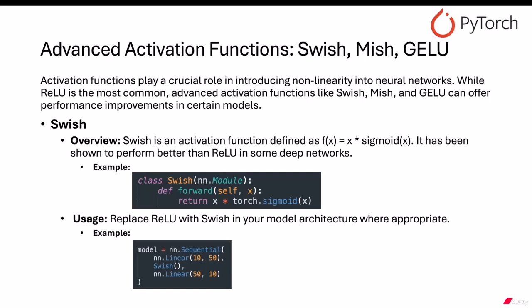Usage. Replace ReLU with Swish in your model architecture when appropriate. Here is an example. Model equals nn.Sequential, nn.Linear 10, 50, and Swish, and nn.Linear 50, 10.